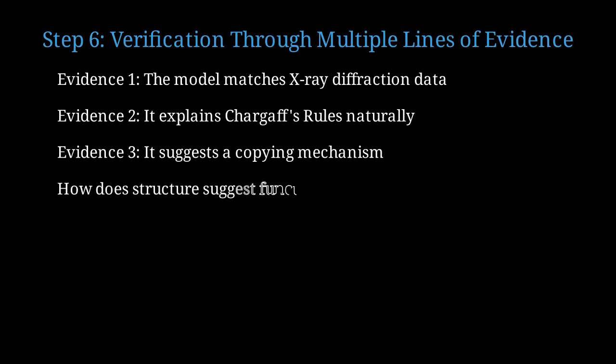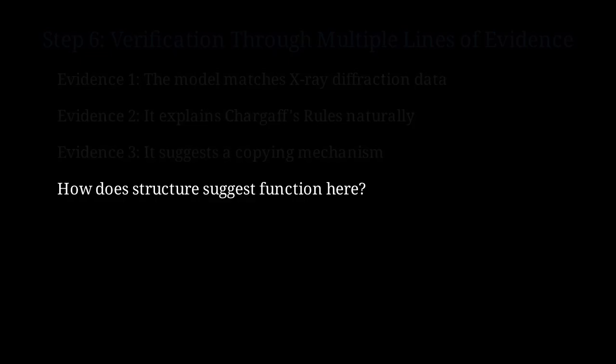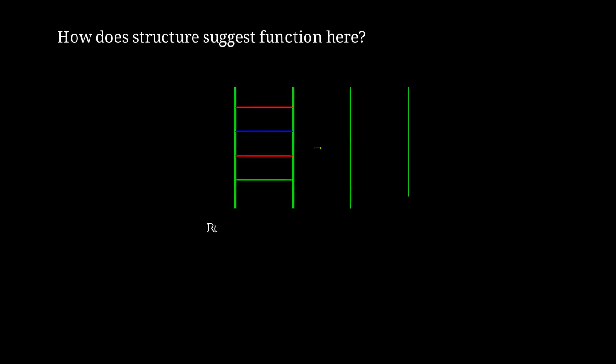How does structure suggest function here? The complementary base pairing means that if you know the sequence of one strand, you automatically know the sequence of the other strand. This is perfect for copying genetic information. When DNA replicates, the two strands separate, and each serves as a template for a new complementary strand. This elegant mechanism is built into the structure itself.